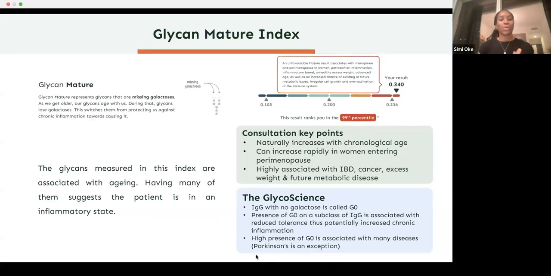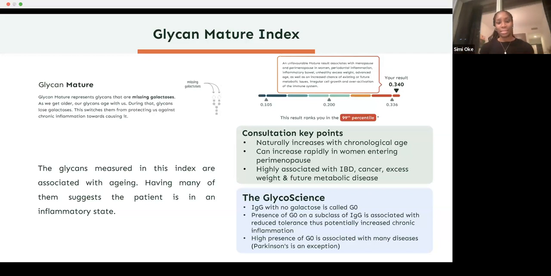Okay. So next one is GlycanMature. This is an index which we see is quite active, especially in those who have significant inflammation going on in the body. But we can also see this one change a little bit with elements such as over-exercising. I'll talk specifically about over-exercising in a minute, but there are different ways that this index can change. Overall we know it's associated with inflammation, and it naturally increases as we get older.